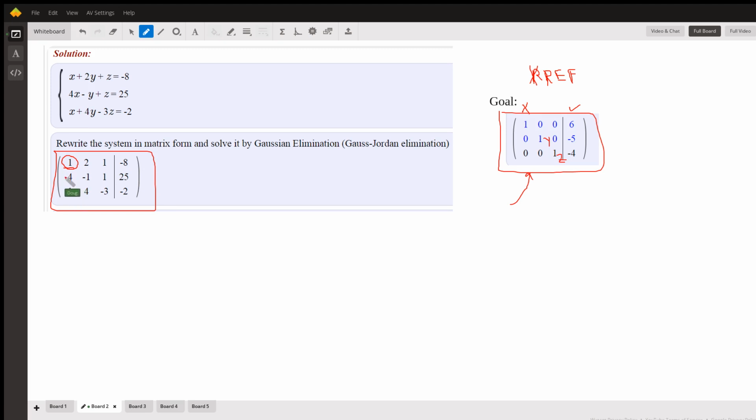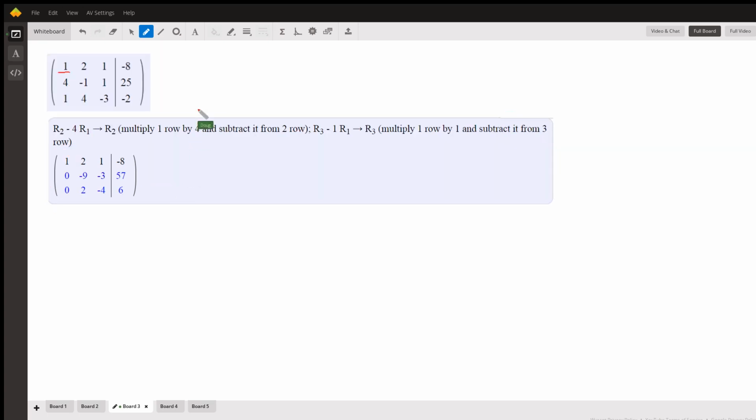We want to start by getting zeros here and here. And this 1 is going to allow us to do that. If I multiply the first row by negative 4 and add it to row 2, this 4 will become a 0, and these other numbers will change. Likewise, if I multiply the first row by negative 1 and add it to the third row, I'll get a 0 here. Let's see what happens.